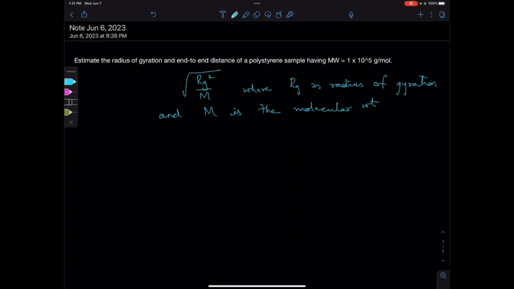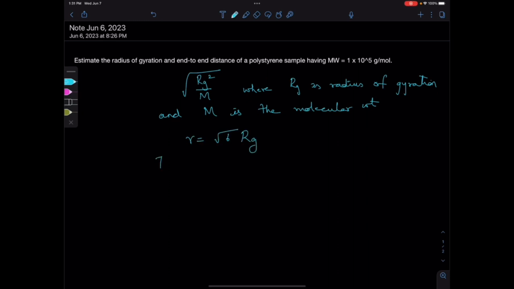Light scattering and small angle neutron scattering studies have shown that the values in theta solvent and in the bulk state are identical. It is found that the random coils also exist in the bulk amorphous state. For random coils, end-to-end distance is given by R equal to square root of 6 times Rg.